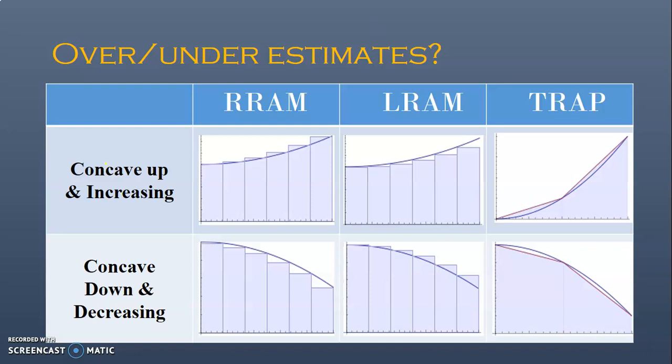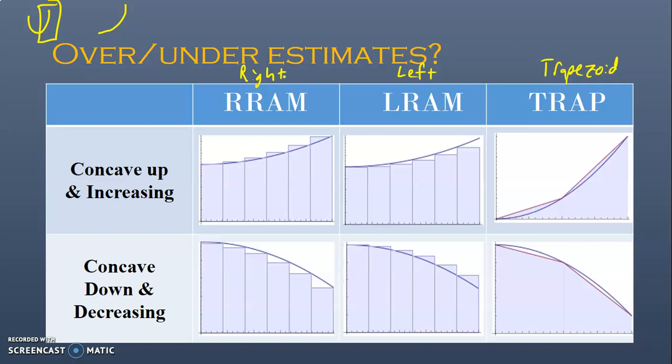So let's consider that we have a concave up and increasing curve. Keep in mind that concave up looks like a cup. If it's increasing, I want this piece of a concave up curve. So a concave up increasing curve. Now we've got a concave up increasing curve drawn 3 different times: once with a right Riemann sum, once with a left Riemann sum, and once with a trapezoid sum.